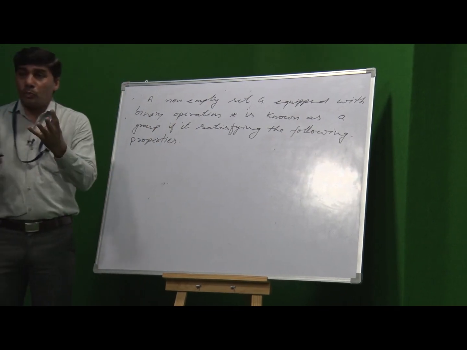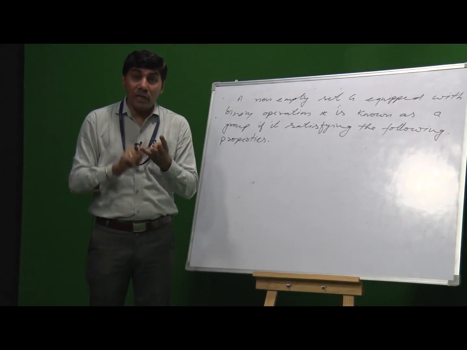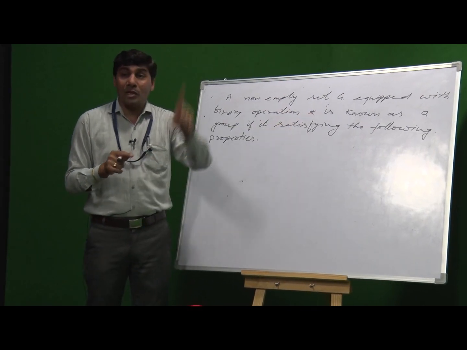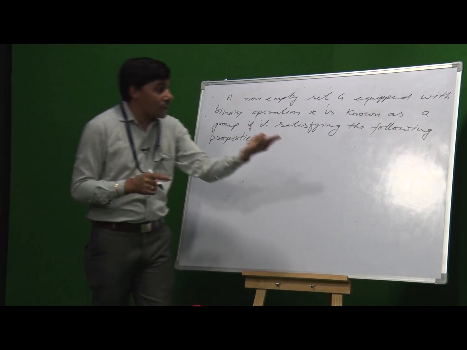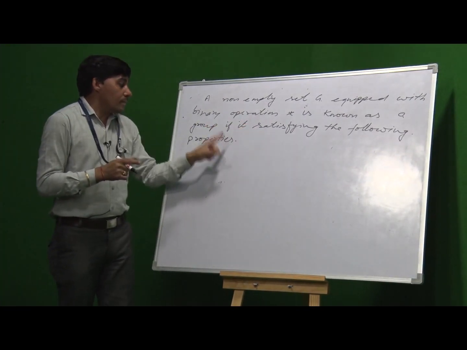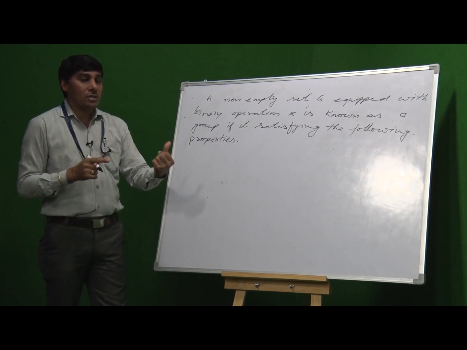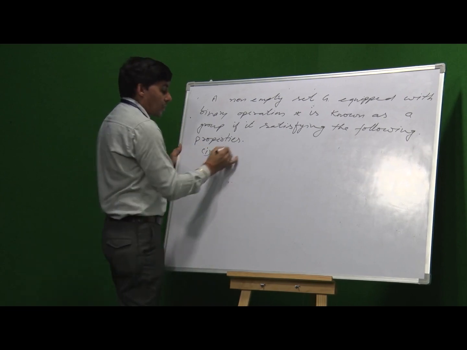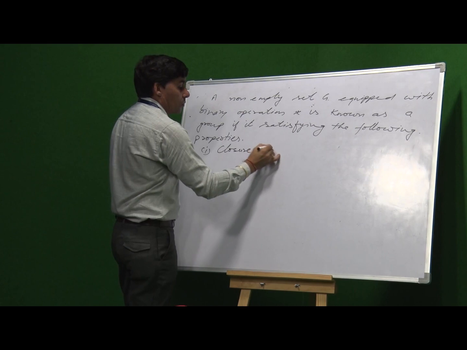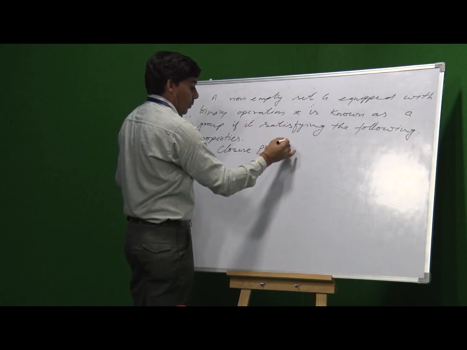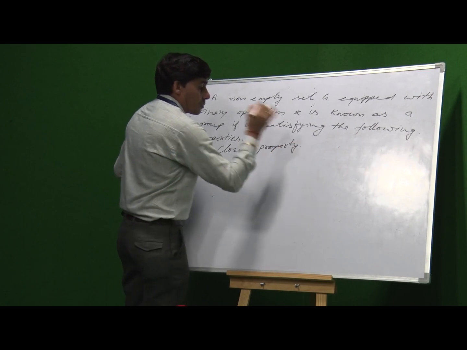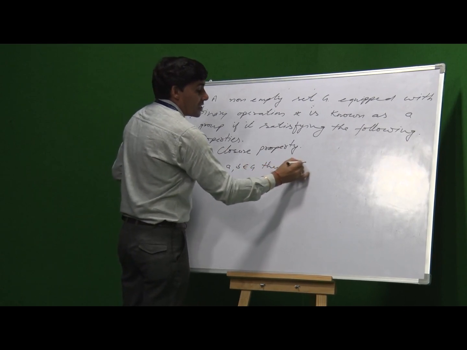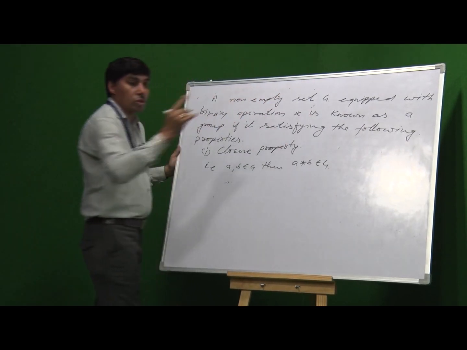That means for a group it must be a set and it must be non-empty, and there is a binary operation, it is denoted by star. That means it must be an algebraic structure, and if it satisfies the following properties, then it becomes a group. First property is closure property. We already discussed this in binary operations. That is, if a, b belongs to G, then a star b also belongs to G.